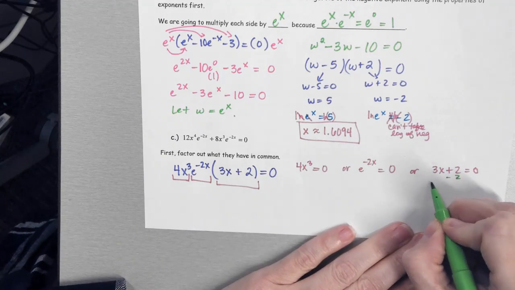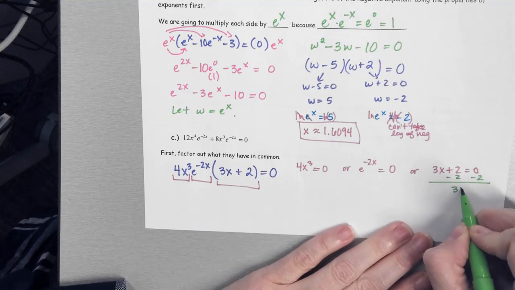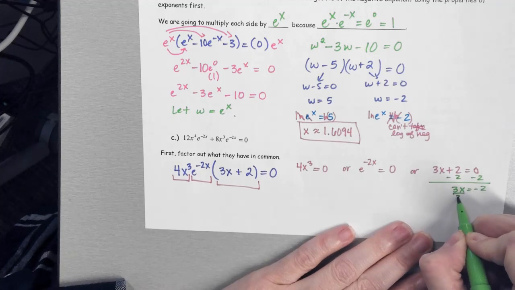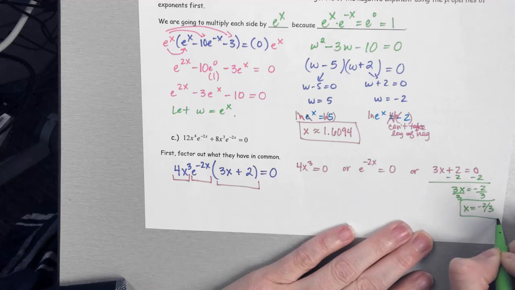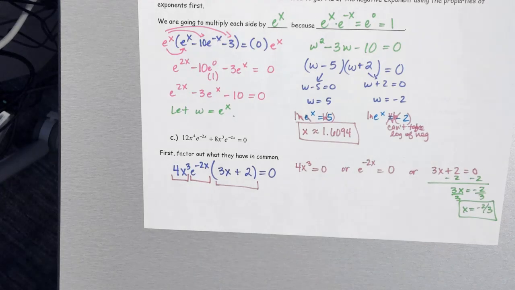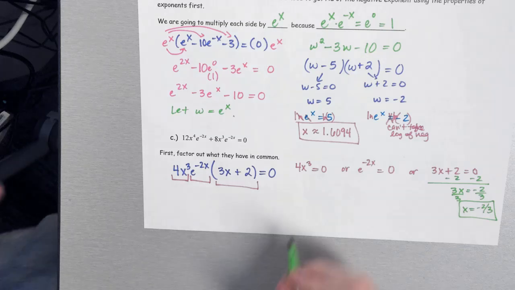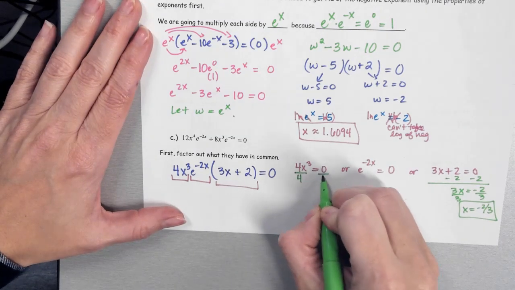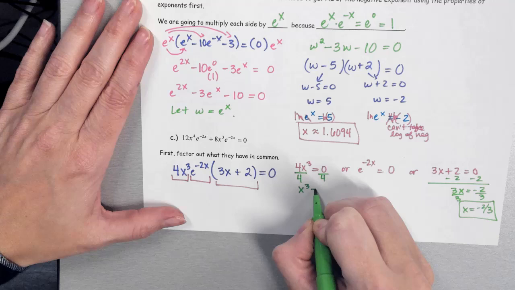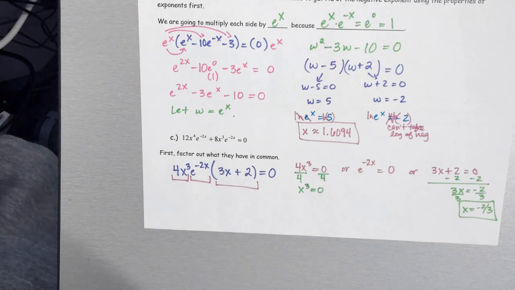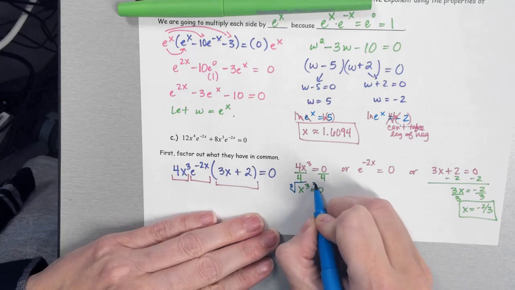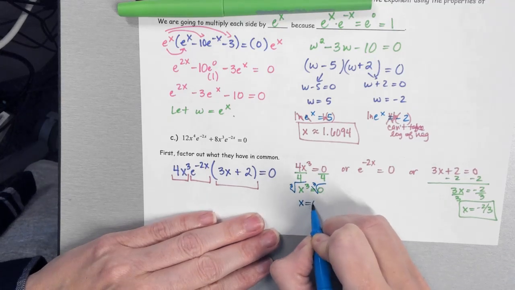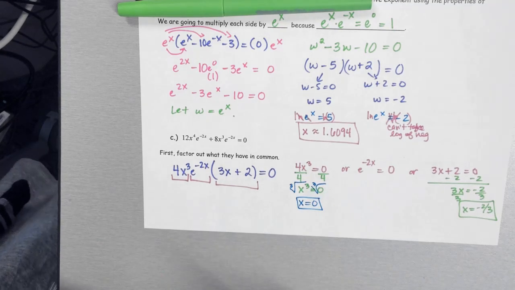Okay, so we're going to subtract 2. Let's do this one first because it's the simplest. Okay, so one of your possible answers is x is -2/3. Okay, when we solve this one, we're going to divide by 4. And then if you have x cubed equals 0, we're going to do the cube root of both sides. And we know the cube root of 0 is just 0.